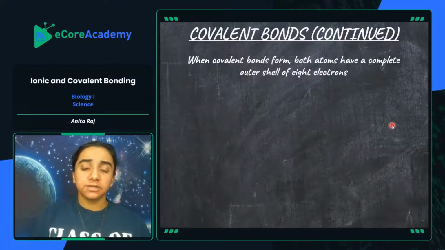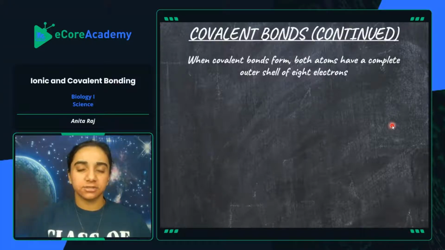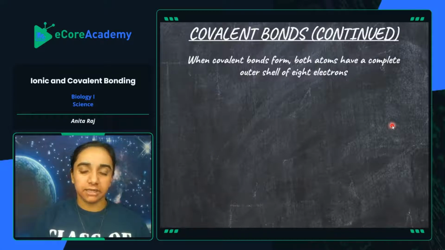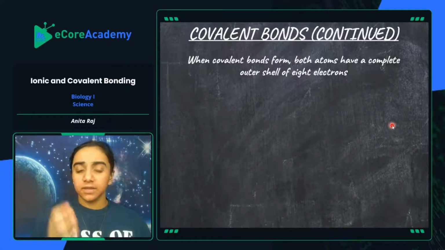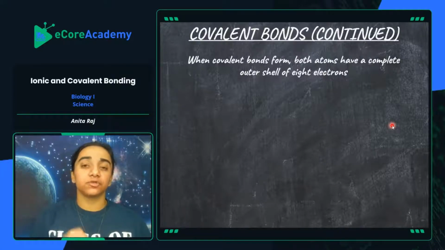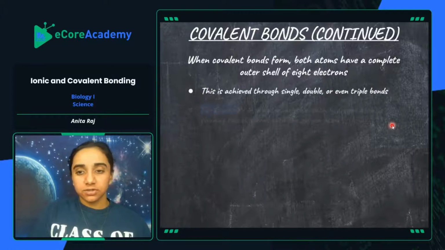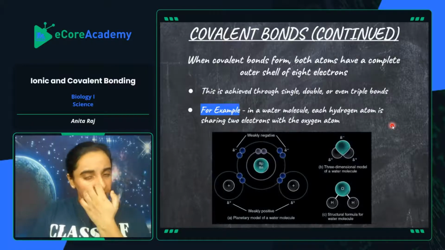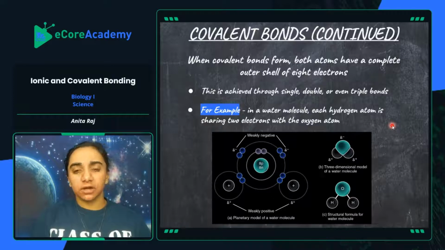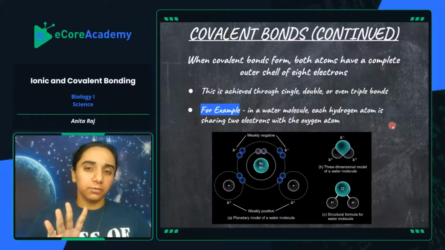Atoms bond so that they can obtain that octet, so that they can obtain those 8 electrons in the outer shell to become stable. In the instance of covalent bonds, this is done through sharing electrons. You can achieve the octet by single bonds, double bonds, or even triple bonds. I'm not going to get into too much detail about that, but just know that with covalent bonds, you can have single, double, or even triple bonds.